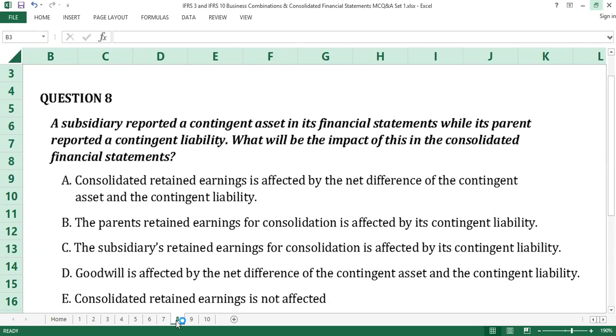Time up. The answer to question number 8 is E, consolidated retained earnings is not affected. Contingent liabilities and contingent assets, whether of a parent or subsidiary, are not recognized in the financial statements. They are only disclosed, irrespective of whether the financial statement is that of the consolidated entity or that of the parent or the subsidiary in its individual financial statements. E is the answer to question number 8.